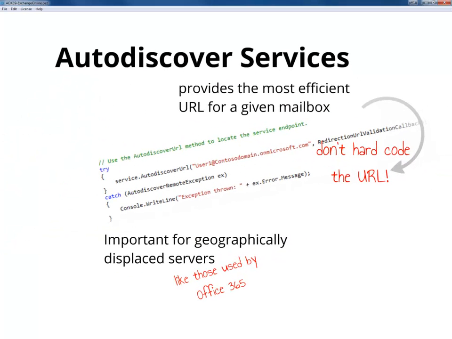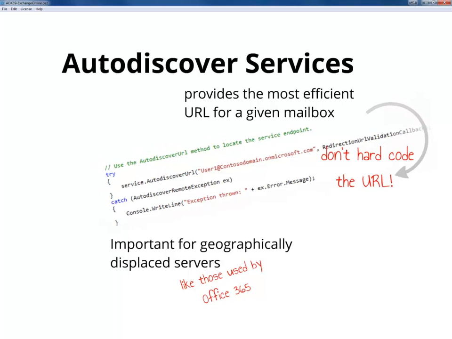Lastly, there's the Autodiscover services, which provide the most efficient URL for a given mailbox. You don't want to hard code this. What you want to do instead is to call the Autodiscover URL function, which will then pass you the URL that's most efficient for you to utilize. This is important because Office 365 has servers all over the world, and you want to use the one that's most efficient for the mailbox you are accessing.